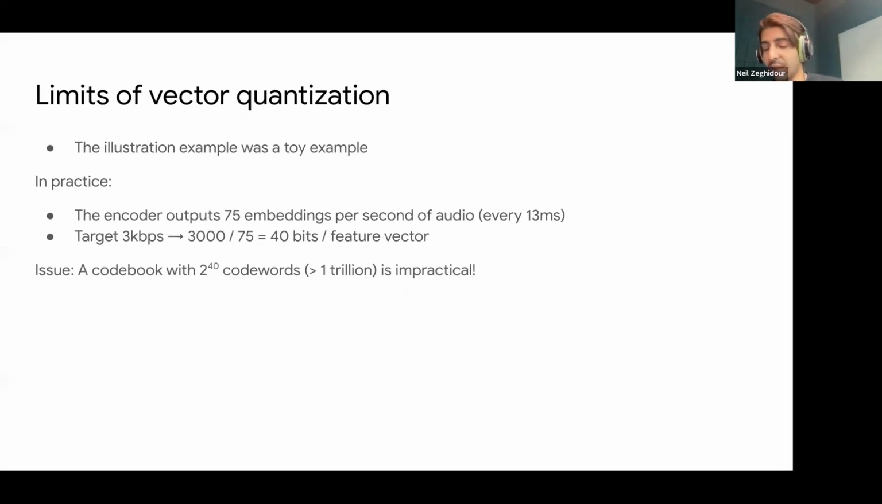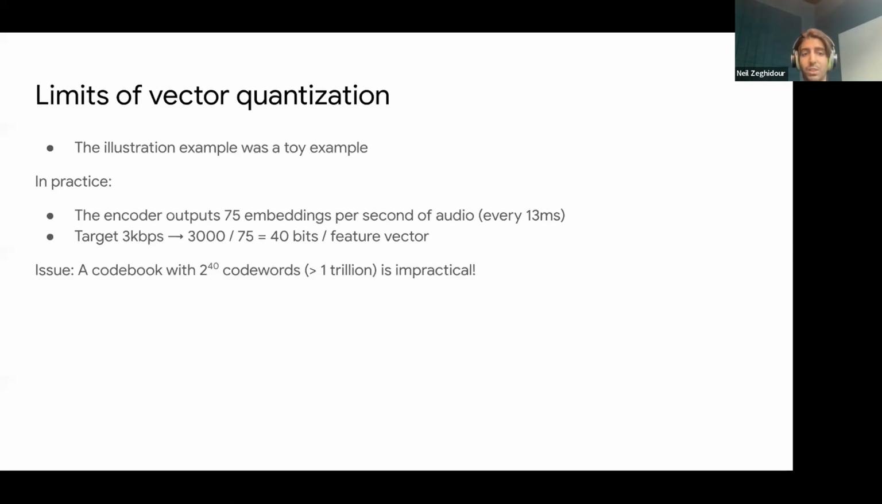So that's for simple vector quantization, and it was pretty useful in the toy example that I showed before. But it was really a toy example, because now we are going to talk about the actual numbers that we're playing with when we talk about audio compression, in particular over video conference. In our case, our encoder outputs 75 embeddings per second of audio. So we have one embedding every 13 milliseconds.